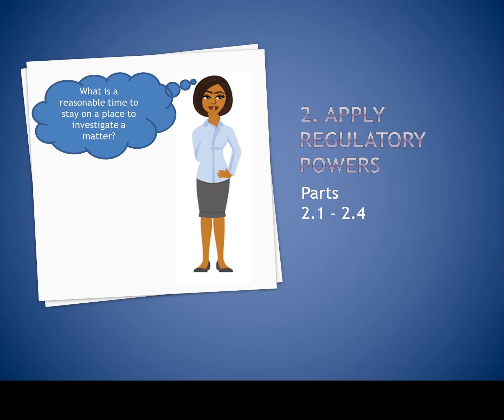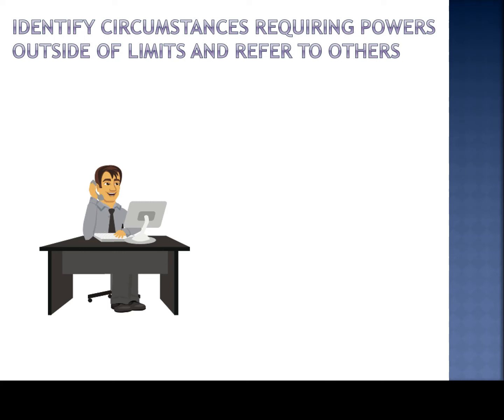So Chapter 2, Apply Regulatory Powers. We're looking at parts 2.1 to 2.4. It's important to understand circumstances outside of your limits and refer, where necessary, to other jurisdictions. So question 1 here, we're talking short answer question 1. Where you're enacting your enabling legislation, you need to understand the scope of that legislation and the boundaries around that legislation to ensure that you don't overstep that mark.